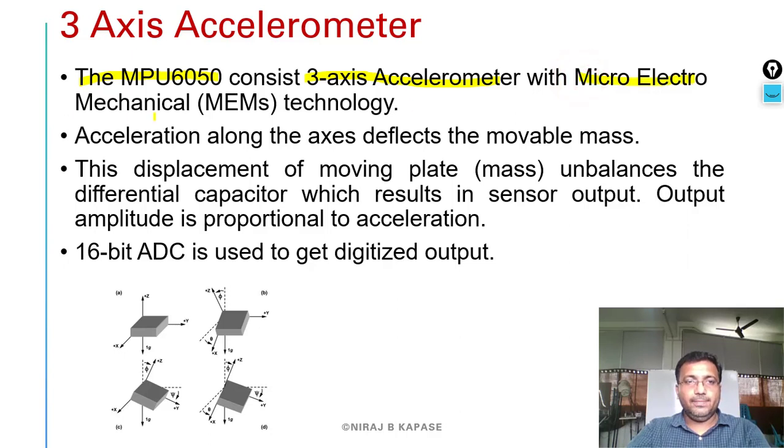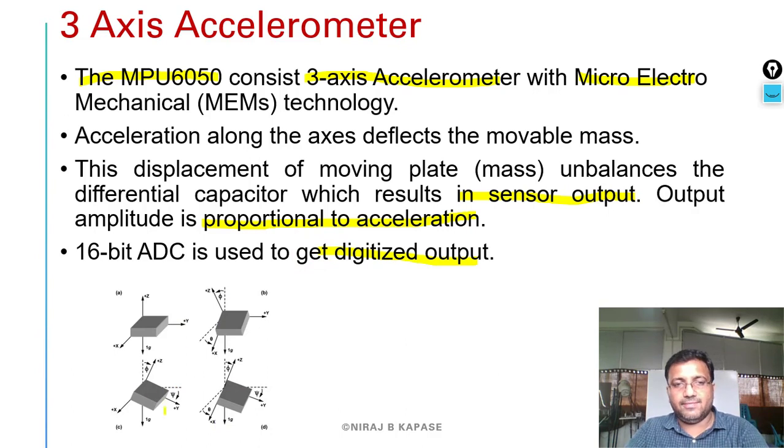Micro electromechanical technology is used in the accelerometer. Again, there is a fixed plate and a movable plate for capacitance, and a spring is available. The acceleration along the axis deflects the movable mass. The displacement of the moving plate, that is the mass, unbalances the differential capacitor, which results in the sensor output. The output amplitude is proportional to the acceleration. The same thing, a 16-bit ADC is used to get the digitized output.